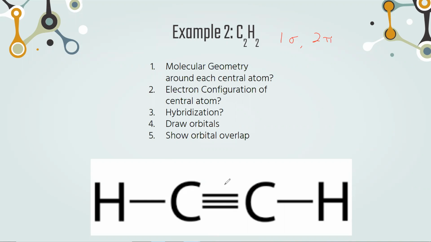Okay. So once again, we're going to figure out what the geometry is around each central atom, which again, in both cases, it's carbon still. We're going to figure out the electron configuration, hybridization. We're going to start drawing. So this is a linear molecule, right? And we know that because there's only 2 things bonded to each carbon. So if we look at our chart, we would find that that's linear in shape, and therefore it's sp hybridization.